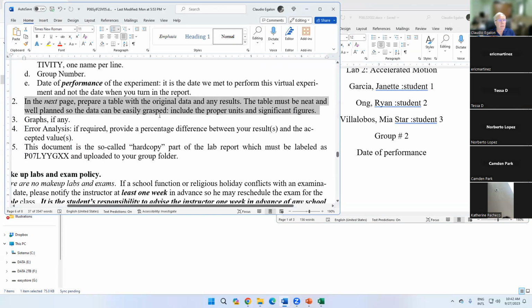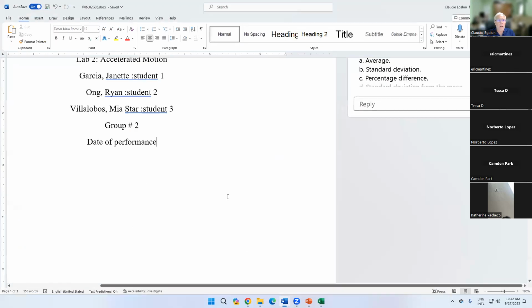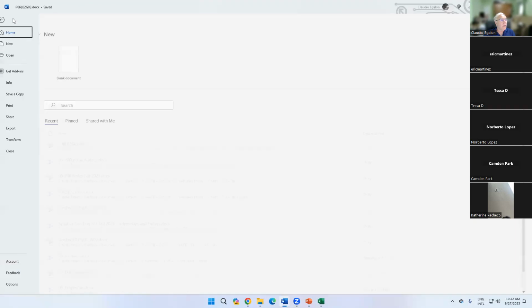Okay, the next page, prepare a table with the original data and results. The table must be neat and well planned so the data can be easily grasped. Include the proper units and significant figures, okay? I'm gonna prepare one for you. Here you go. A sample here for you.